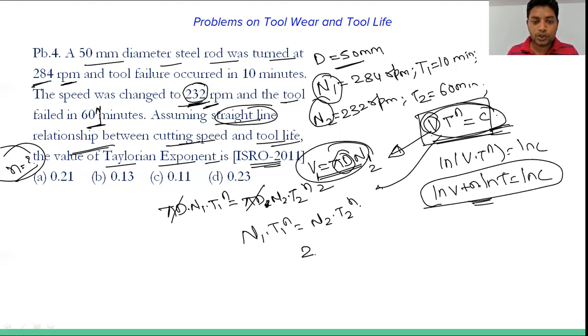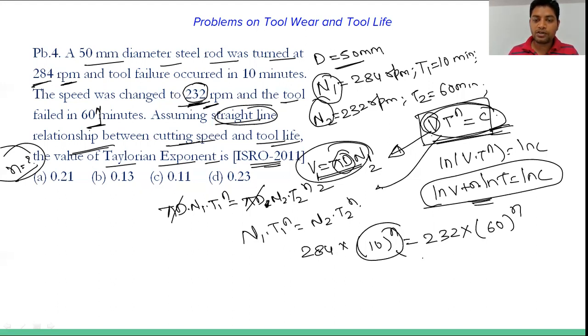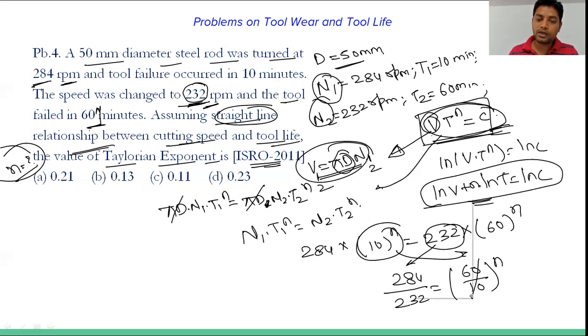n1 की वैल्यू कितनी है, 284 into t1 की वैल्यू कितनी है, दैट इज 10 मिनट्स. ओके, सो 10 raised to n. n2 कितना है आपका, 232 into t2 कितना गिवन है, दैट इज 60 raised to n. Okay, so I'm bringing this value to this side, and this one to this side. So this equation will become 284 by 232, that will be equals to 60 by 10 raised to n. So this will be cancel out, and in the right side it will become 6 raised to n.